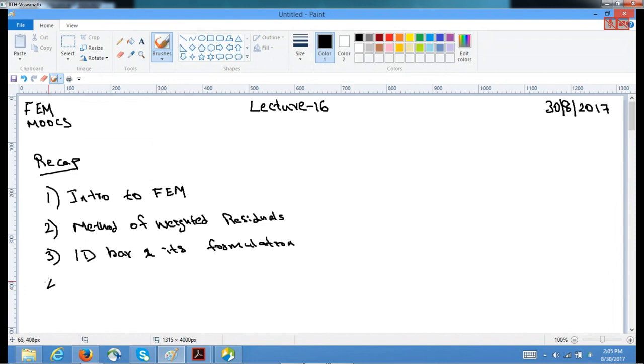Then we also talked about the element library. We also talked about 2D and 3D elements in that.